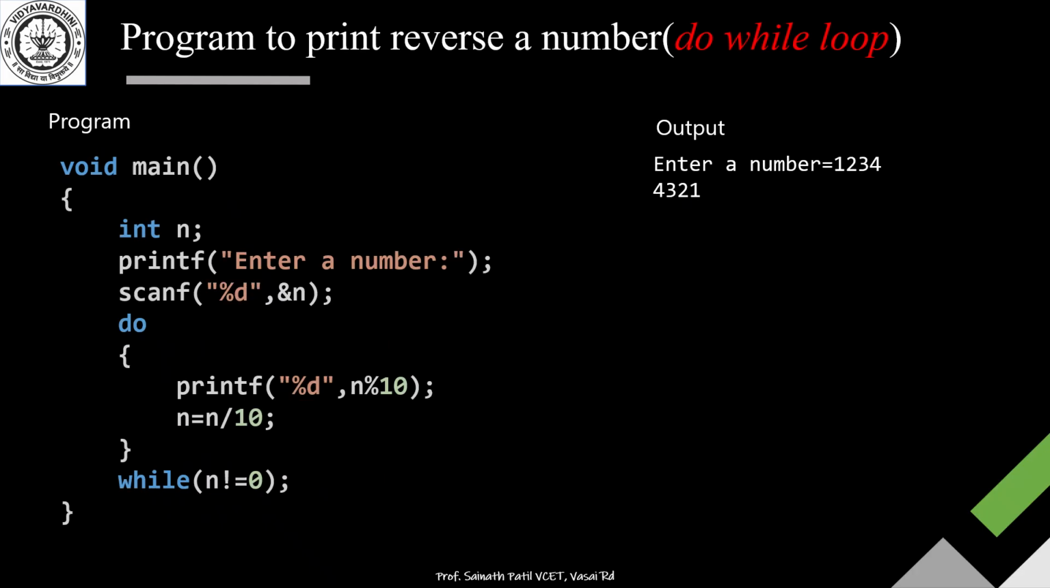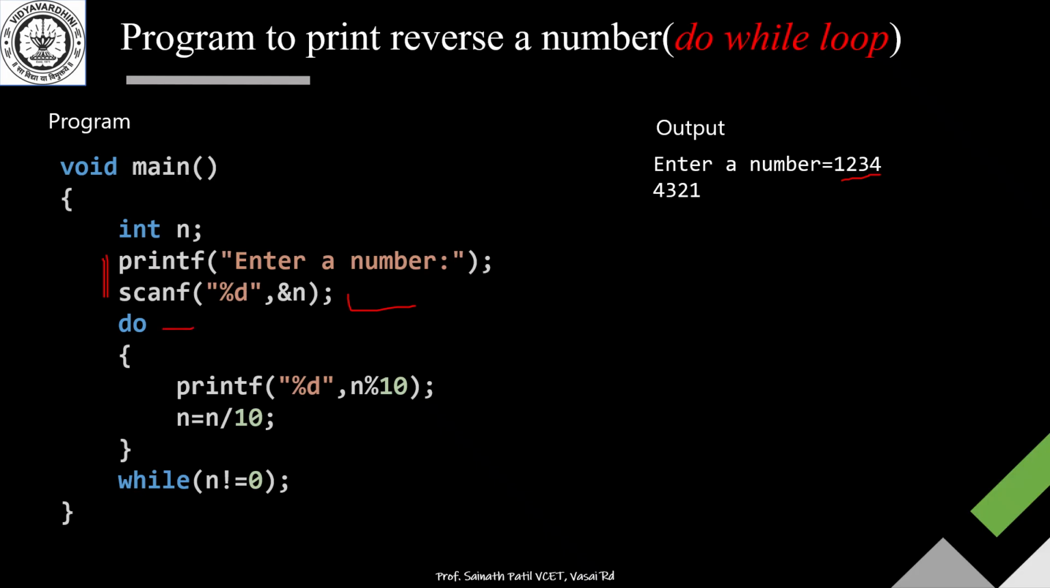Let's write one more program: print the reverse of a number. That means we will enter a number, for example a 4-digit number, 1, 2, 3, 4, which is to be displayed in reverse order, that is 4, 3, 2, 1. So here I declare variable n, and using printf and scanf, the value of n is to be entered through the keyboard.